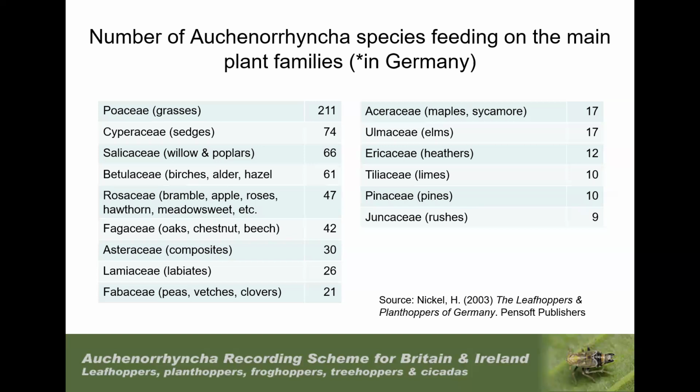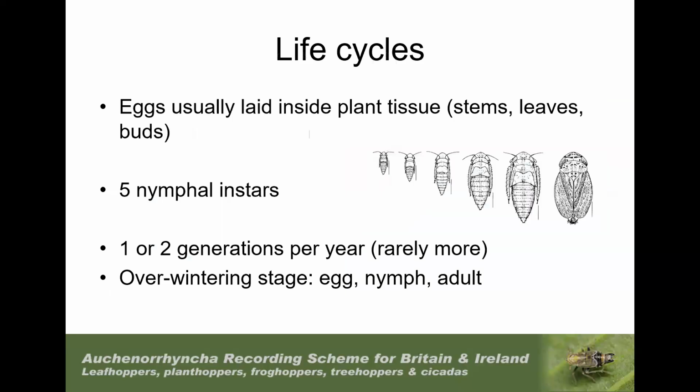But also, of course, there are quite a lot of species that feed on trees, particularly broadleaf trees like willows and poplars and the birches and the oaks and so on, which are particularly important. But as you can see, quite a broad range, and this isn't a comprehensive list, of course, a broad range of plant families that they feed on.